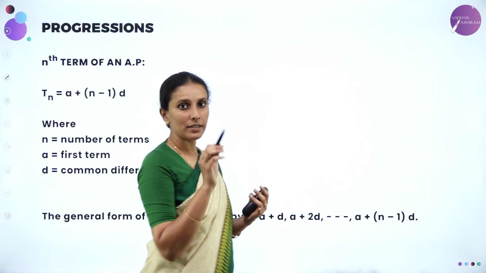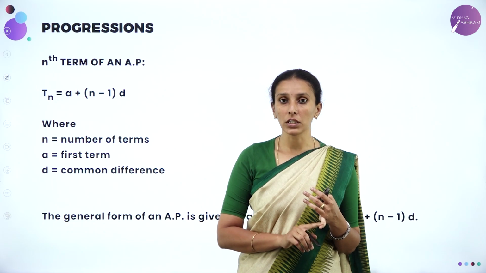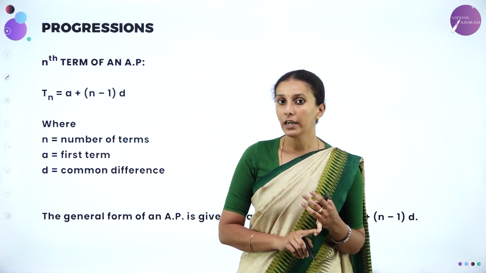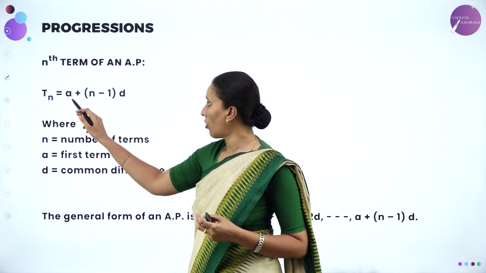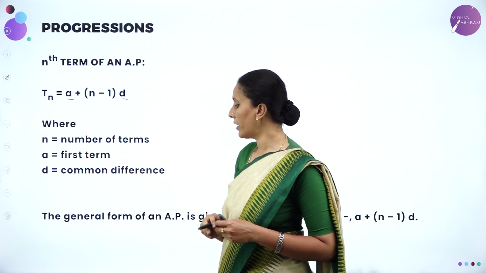Here n represents the position of the number. If I say T3, then it denotes the third term. If I say 10 as n, then it denotes the 10th term. So here A is called the first term, n is the number of terms, and D is the common difference.